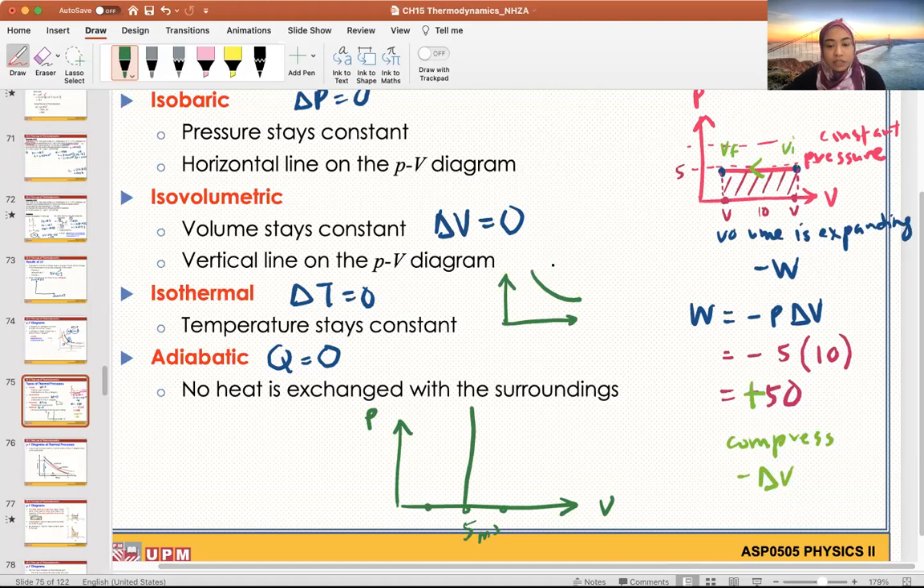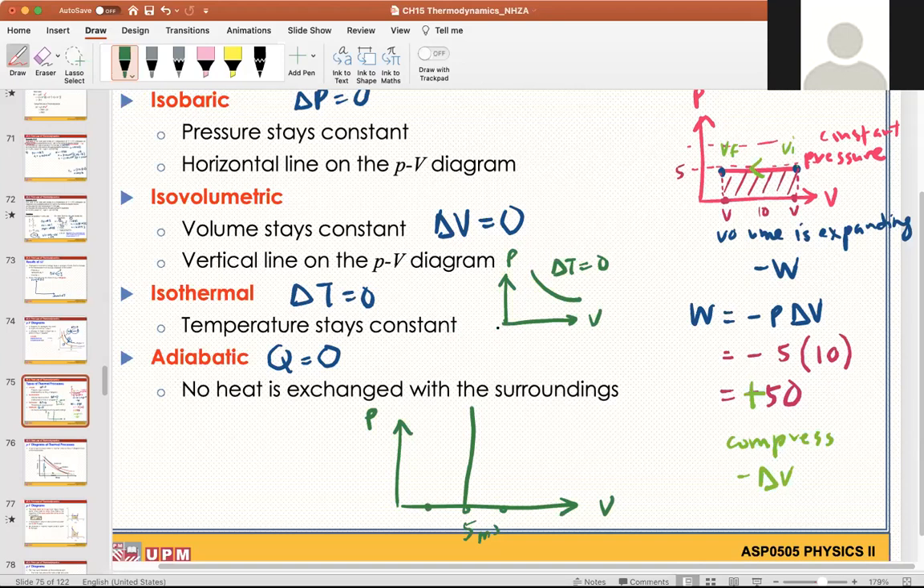Okay, so isothermal, the temperature is constant. So it doesn't go straight along the y-axis or the x-axis because it's a constant temperature. So P is not constant, V is not constant. So there's no straight line here. So it's a curve. Okay, so adiabatic. Yes, any questions, Redha?